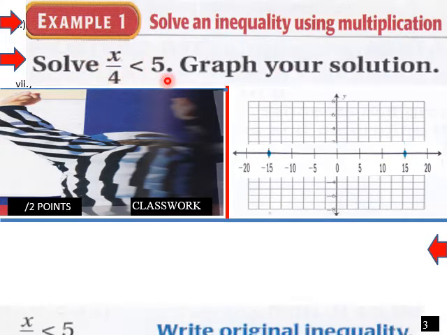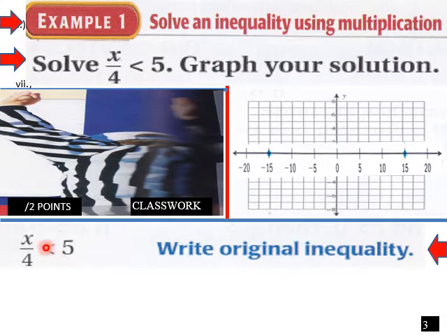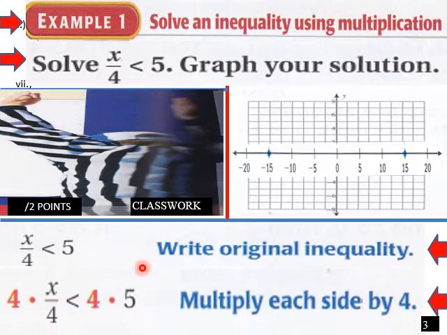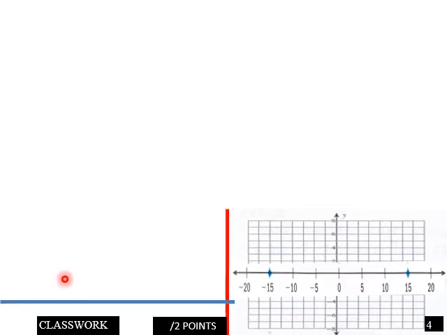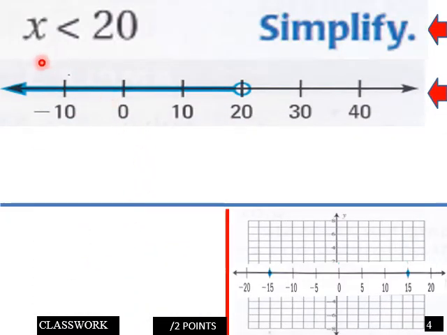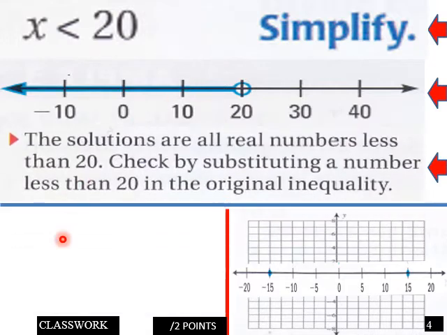Solve x over 4 is less than 5, and graph your solution. So x over 4 less than 5. To solve this, we need to multiply both sides by 4. These will cancel. And then x will be less than 20. And then here is the graph for x less than 20. We have an open circle here because this is a strict inequality. And solutions are all real numbers less than 20. Check by substituting a number less than 20 in the original inequality.